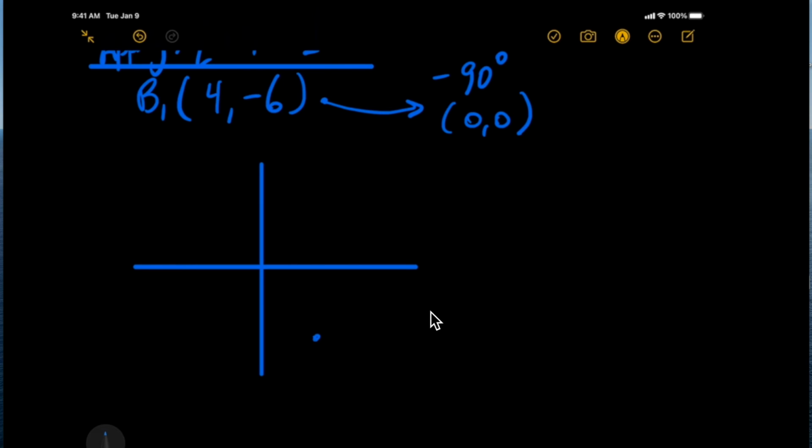4, -6 puts us here. Again, we're going to call that B1. We're now going to rotate this -90 degrees. So -90 degrees is actually clockwise.